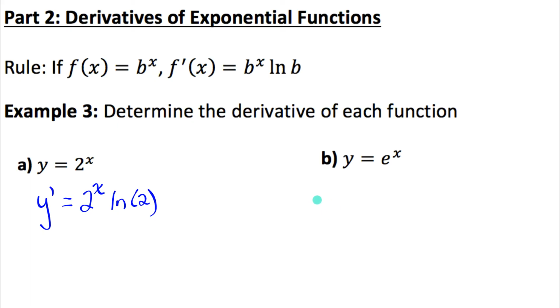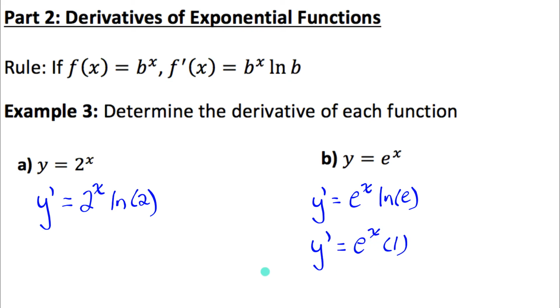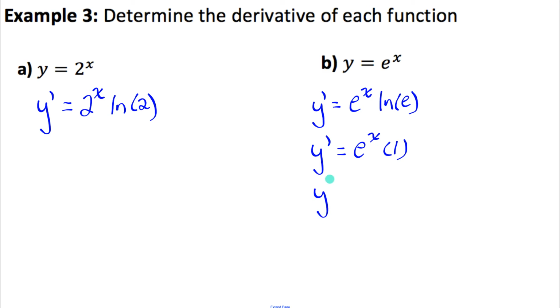If I want to differentiate e to the x, well, e, remember, is just Euler's number. It's that irrational number, 2.718, so on. Its derivative would be equal to e to the x times ln of the base of the power, so times ln e. And what's ln e? Well, that means what exponent goes on e to get e? That's 1. So the derivative is e to the x times 1, which is just e to the x. So the derivative of e to the x is e to the x.